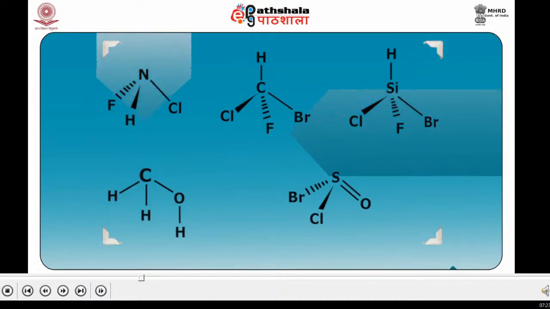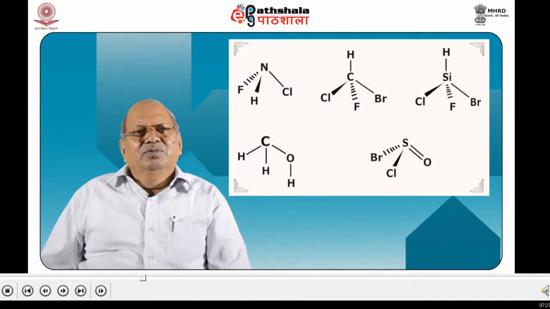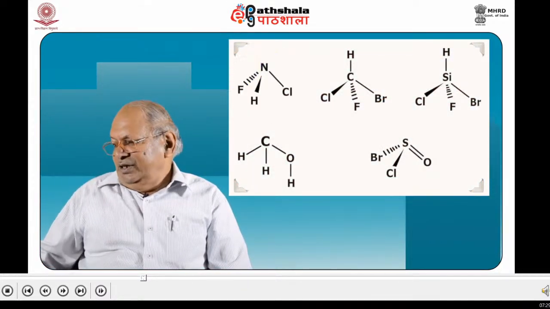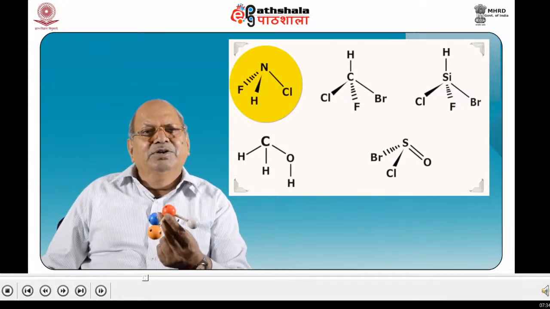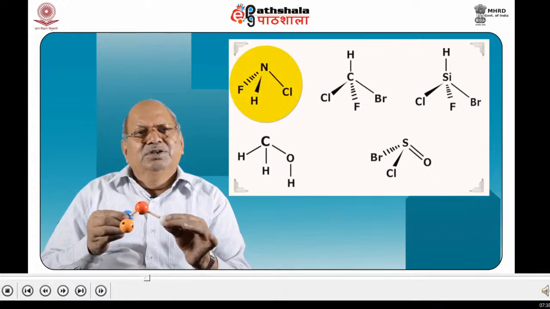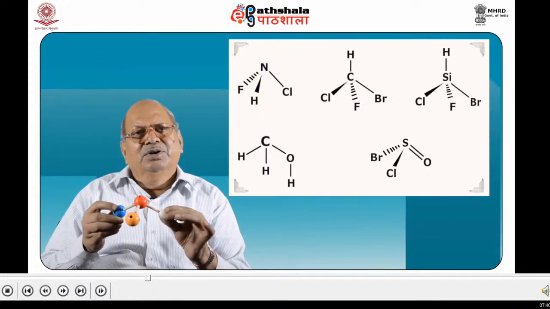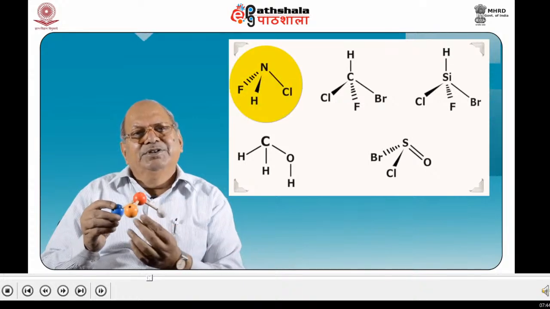A few examples of molecules belonging to these categories are shown. Let us take a few examples. I take this example of a molecule, a pyramidal molecule. It has three different substituents, say fluorine, hydrogen and chlorine. Do you find any symmetry elements in this molecule?